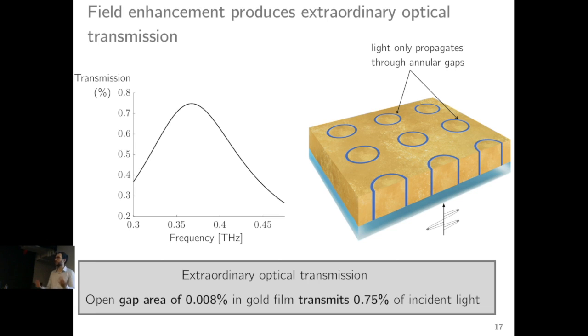And one might say, okay, this is rather low. But it turns out that this 0.75% of incident light is able to be transmitted only through an area of 0.008% if you compare it in relative terms to the area of the gold. And this is due to this enormous field enhancement and to this extraordinary optical transmission phenomenon for which these structures are specially designed.